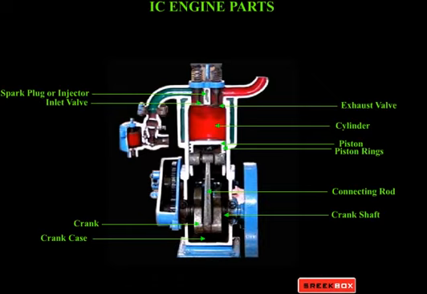Piston. The piston transmits the force of explosion in the cylinder to the crankshaft through connecting rod. The top of the piston is called crown. The bottom portion is known as skirt. Crown is made thicker than the skirt.